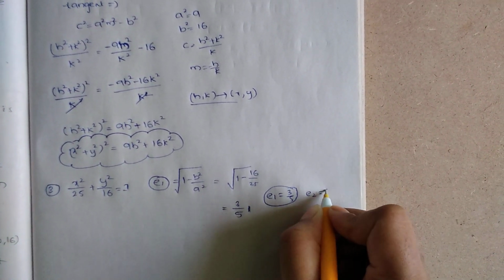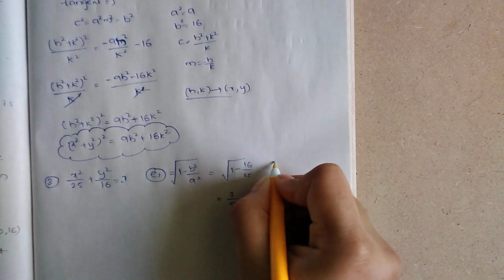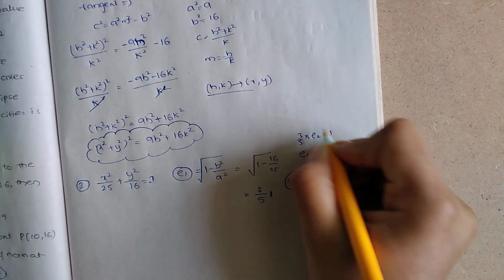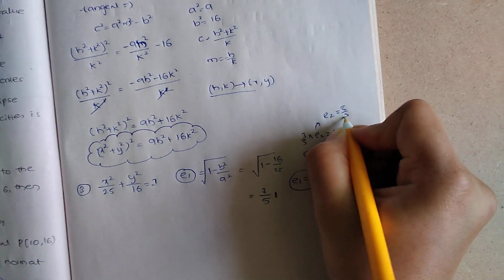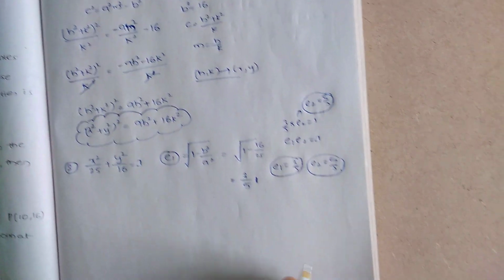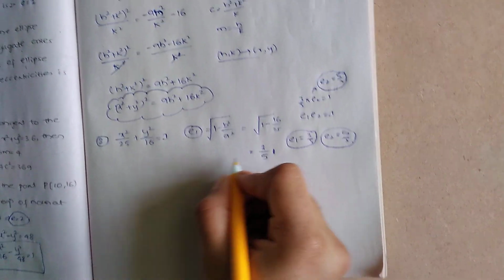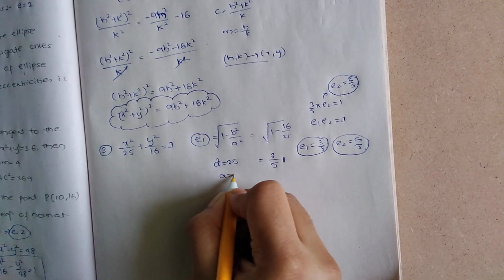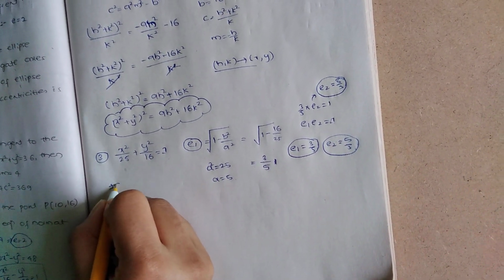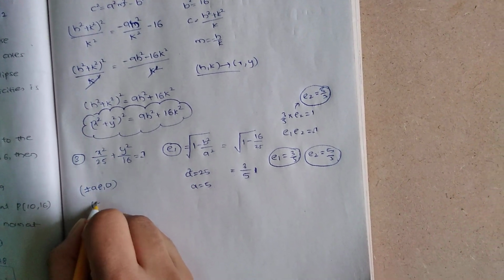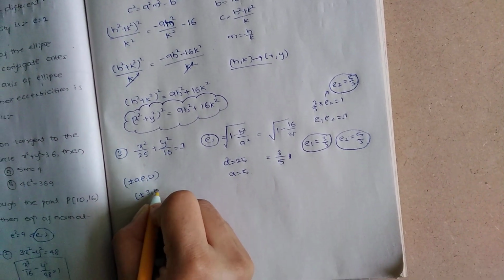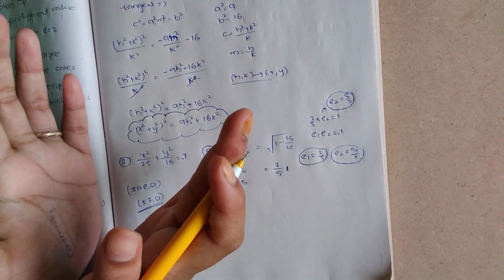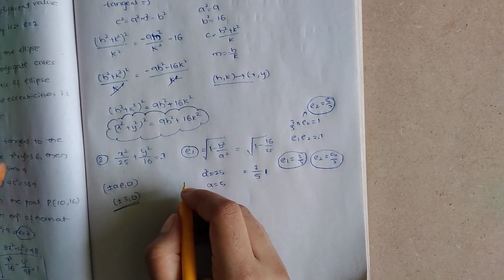What will be the value of e2? 5 by 3, because they gave e1 into e2 as 1. If e1 is 3 by 5 into e2 is equal to 1, it implies e2 is equal to 5 by 3. I hope you all got it. For the ellipse, a square is equal to 25, a is equal to 5, the foci will be ae comma 0, which means plus minus 3 comma 0. In the question it is mentioned that the axes coincide, that means the foci will also coincide.